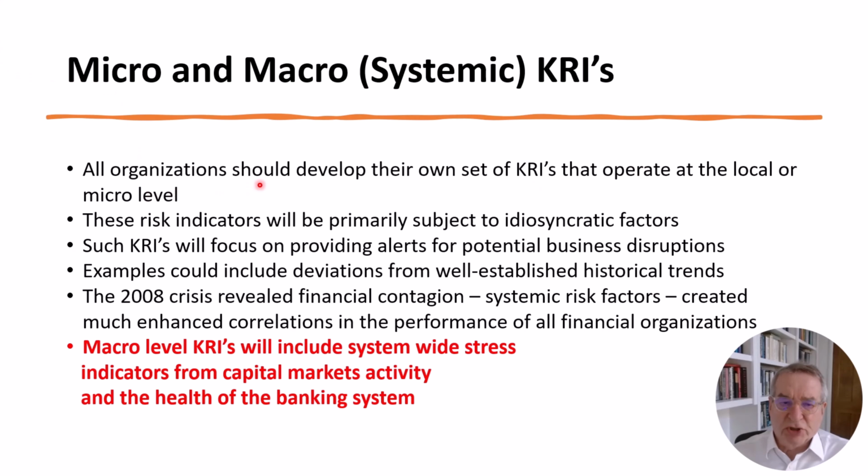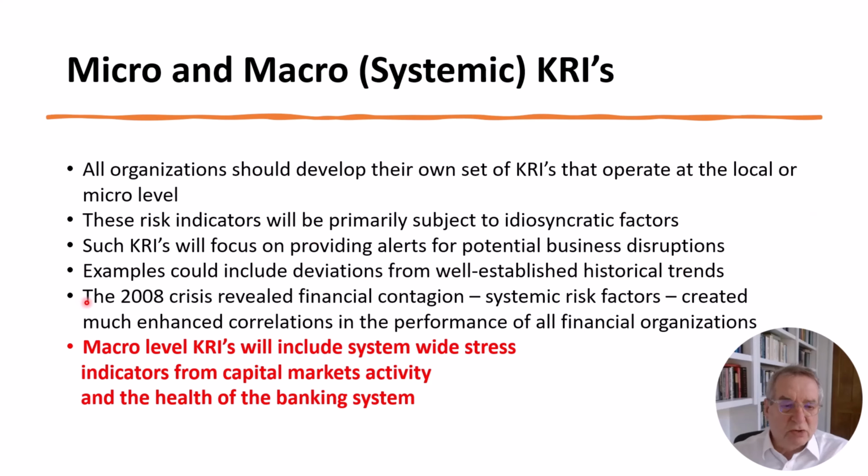All organizations should develop their own set of KRIs that operate at the local or micro level. And these risk indicators will be primarily subject to idiosyncratic factors, factors specific to the actual business itself. These KRIs will focus on providing alerts for potential business disruptions. Examples could include deviations from well-established historical trends.